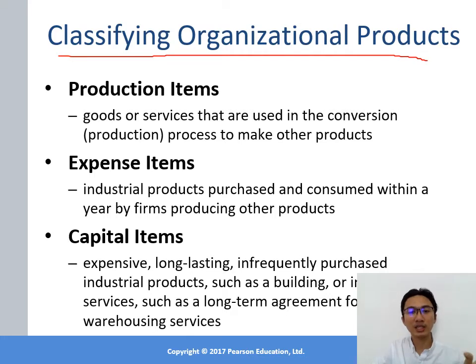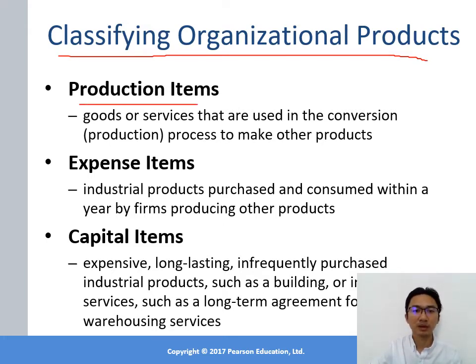Depending on how much they cost and how they will be used, industrial products can be divided into three categories. The first one is production items. Production items are goods or services that are used directly in the conversion or production processes, such as petroleum that is converted into gasoline, and passenger demand information that is converted later on into bus or train services. Most consumer products, which include food, clothing, housing, and entertainment services, are created from production items.